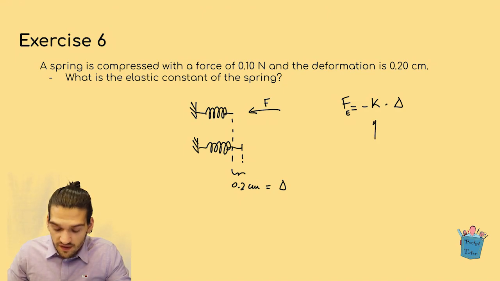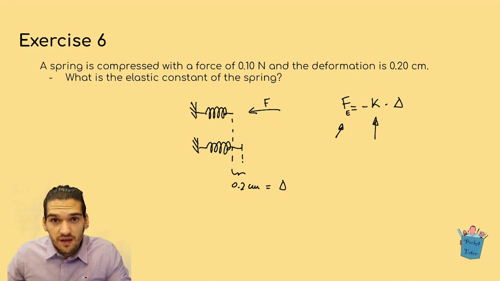We need to find the value of K, but how can we find the elastic force? That is the force that the spring is applying. Well, if the spring is in equilibrium in both situations, we need the sum of all the forces acting on the spring to be zero. This means that the spring is balancing the force that we're applying with an elastic force.